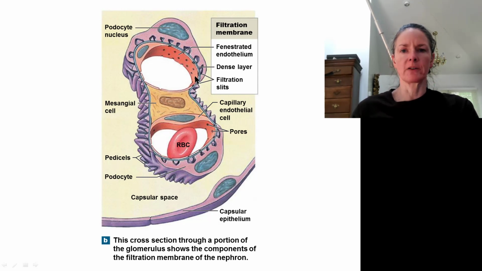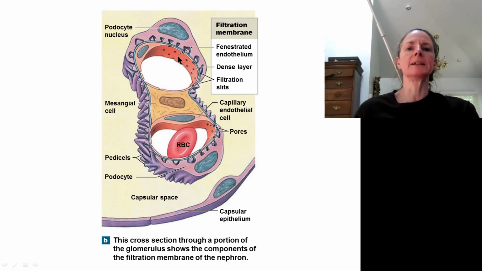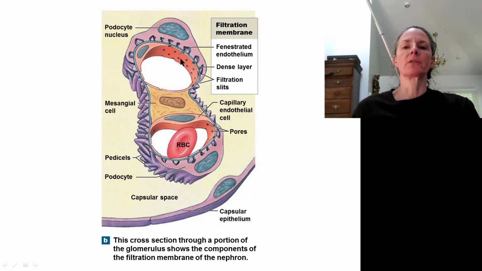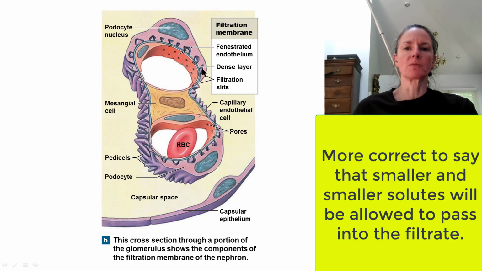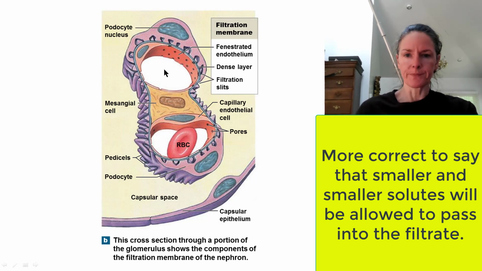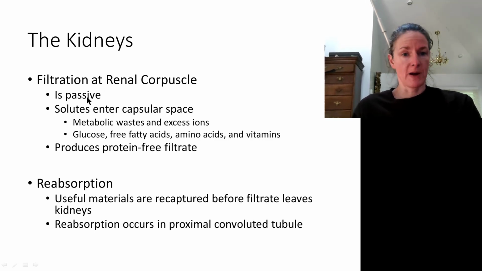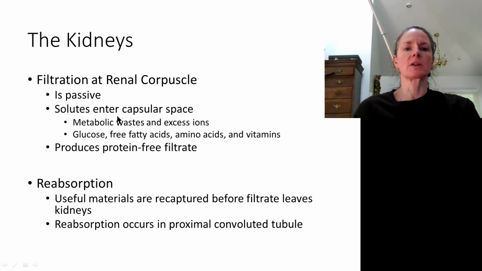Now let's have a closer look once again. So our filtration membrane is going to be made up of our fenestrated epithelium, which in blood vessels is called endothelium, our dense layer here, and our podocytes that make these filtration slits. And so it's a progressively selective membrane. So as we go through each of the layers, smaller and smaller solutes will be filtered out. And so we will have only a very pure, much purer filtrate on this side than we have inside the blood vessels. All right, so we've talked about these three things. We've seen them now. We know that we have passive filtration as the solutes are going to enter the capsular space.